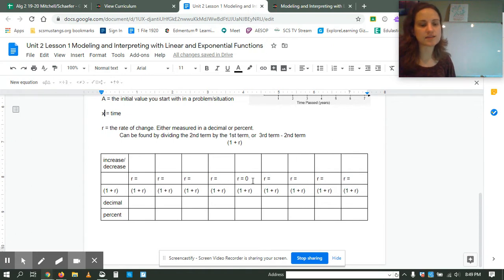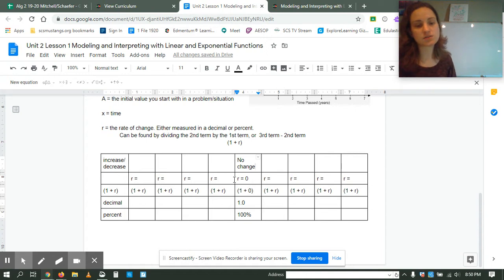So if we're looking at an r equal to 0, so there's 0% change. I started with this one because this is kind of like the median where everything starts. This is what you have. So you would take that and you have 1 plus 0, which would give us a decimal of 1.0. Or if you were looking at a percent, it would be 100%. So with this, there's no change to whatever is going on. Everything's staying the same. This is the place where we're starting.